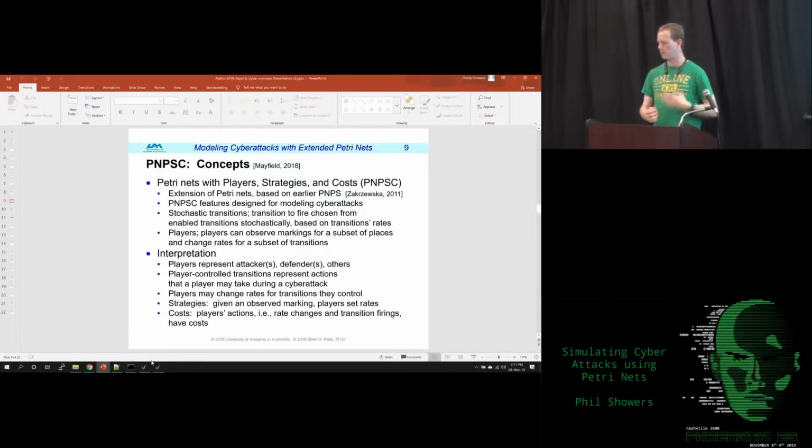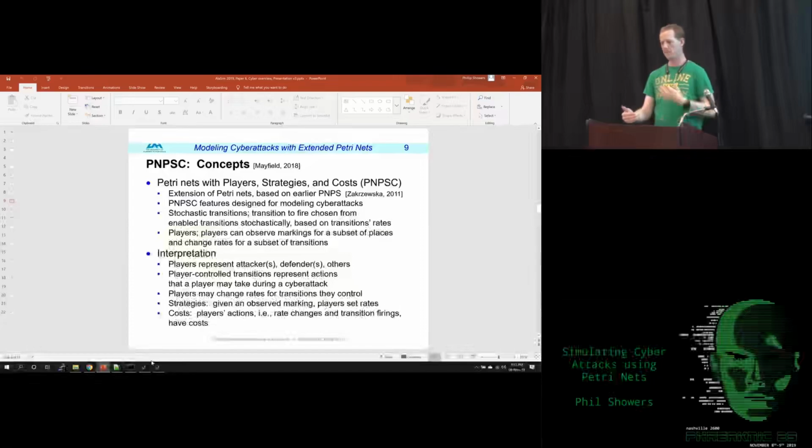What my team did was they took this paper and then added the concept of cost to it. So basically, we say, okay, that's a good way to model it. Now we want to say there is some cost associated with making this rate change, and there's also a cost if a transition fires. So, in the example of cybersecurity, there is a cost of, say, adding a firewall to a system. That would change the likelihood that you're going to be subject to certain types of attack techniques.